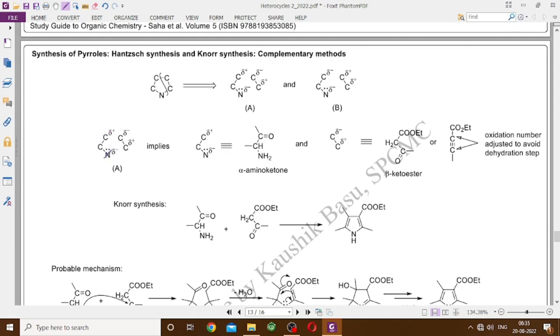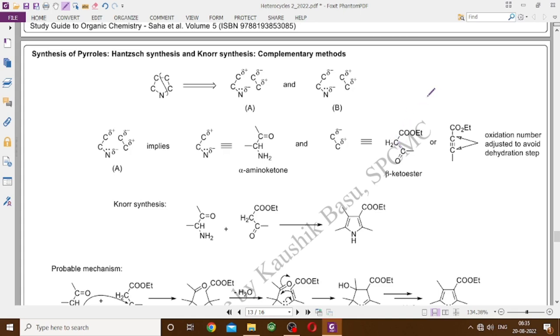Then if this is like that, I have a nitrogen nucleophile and a carbon, 1 carbon removed from the nitrogen, as electrophile, then it could be an alpha amino ketone. And this C δ+ and C δ-, that could be represented very nicely by a beta keto ester. In that case, you have to have the dehydration performed.